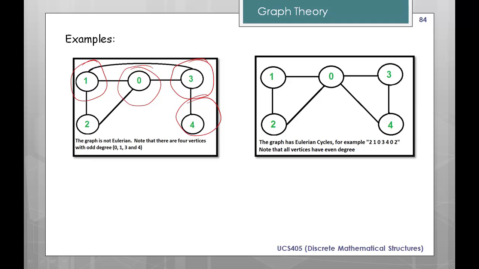Next, this graph has an Eulerian cycle. Cycle means circuit. Because all the vertices are of even degree, you can check it: 2 even, 1 even, 0 even, 3 even, 4 even. So that's why it contains an Euler circuit. What is this circuit? 2, 1, 0, 3, 4, 0, 2, because all the vertices have even degree.